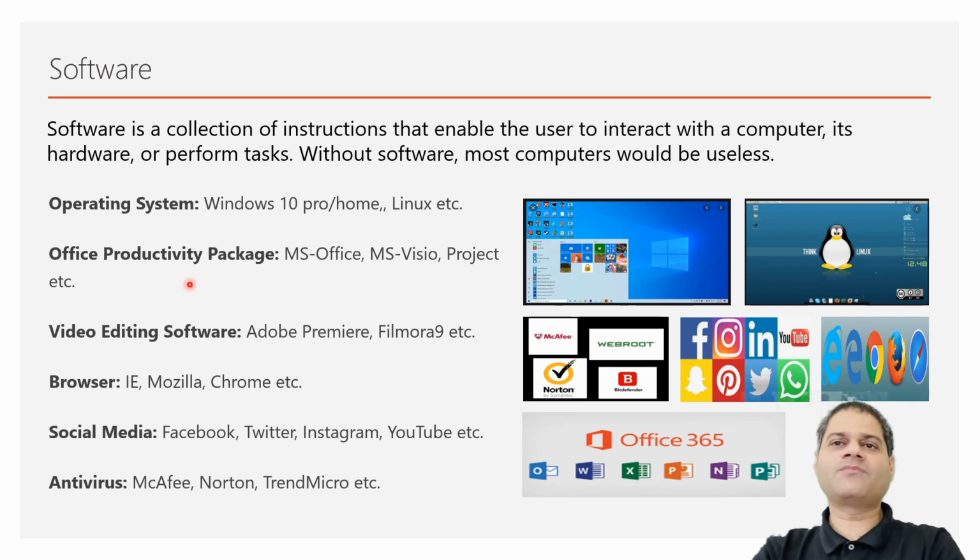For video editing, Adobe Premiere and Wondershare Filmora are popular. For internet browsing, software like Internet Explorer, Google Chrome, and Mozilla are widely used. The most commonly used social media platforms are Facebook, Twitter, and YouTube. When it comes to protecting your computer, antivirus software like Norton or McAfee is used.